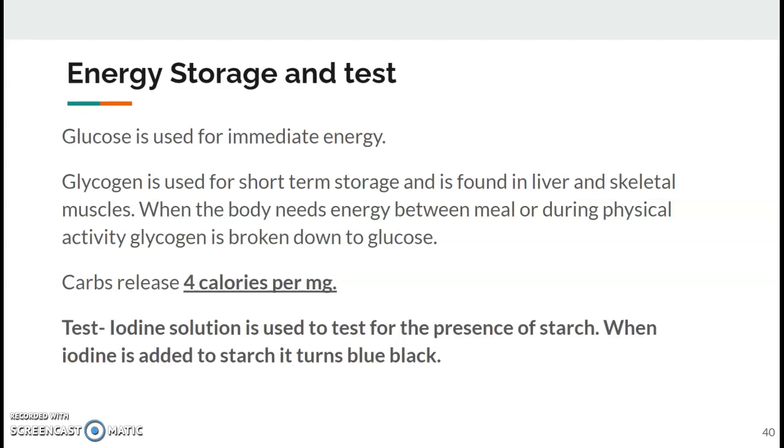Carbs release 4 calories per milligram. To test for carbs, you use the iodine test. When starch is present, iodine turns blue-black. All right. So if you have a potato, and you guys should try this at home, if you have some iodine in your home, find your iodine and get a potato or a piece of bread or a cracker, put it on it, and it should turn black or dark blue.